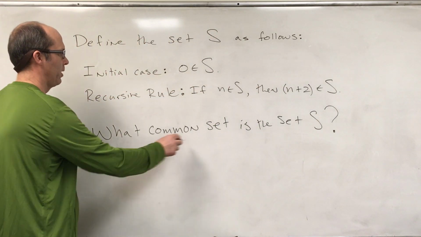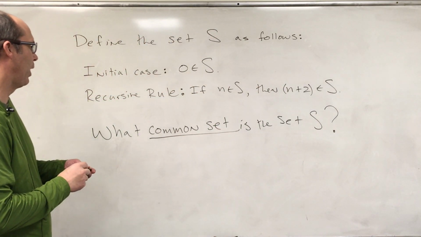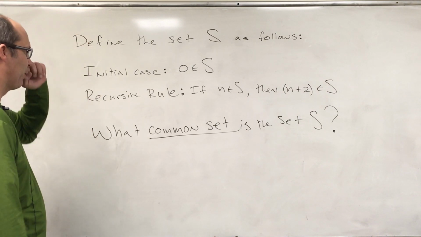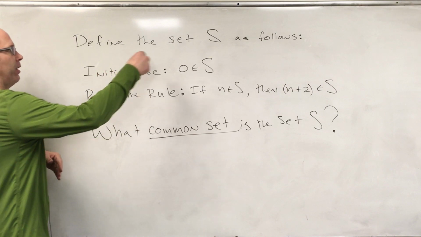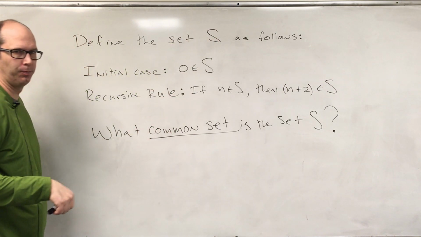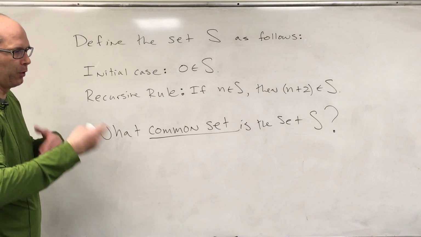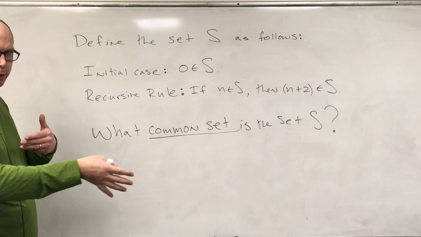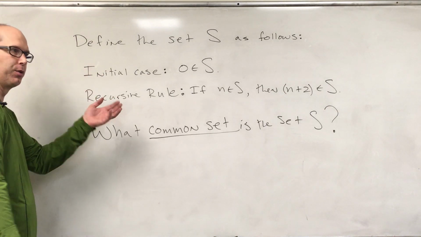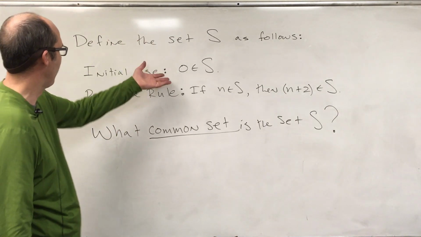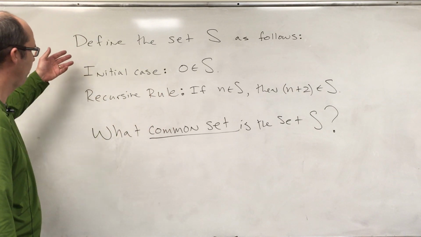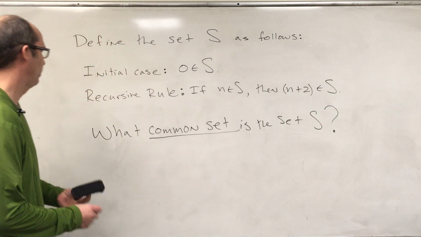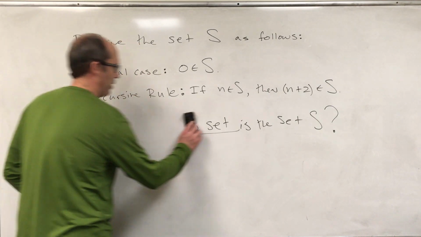By common set, I mean there's another way, since we really don't need to define S in this way. This is kind of a silly way to define this set S. But our first examples are kind of silly examples because we can see that they're true without having to use this new method of recursively defining the set. So let's think about what set this is.